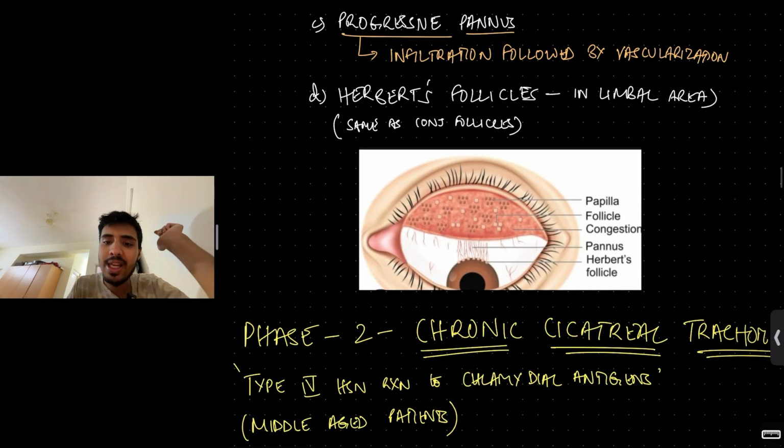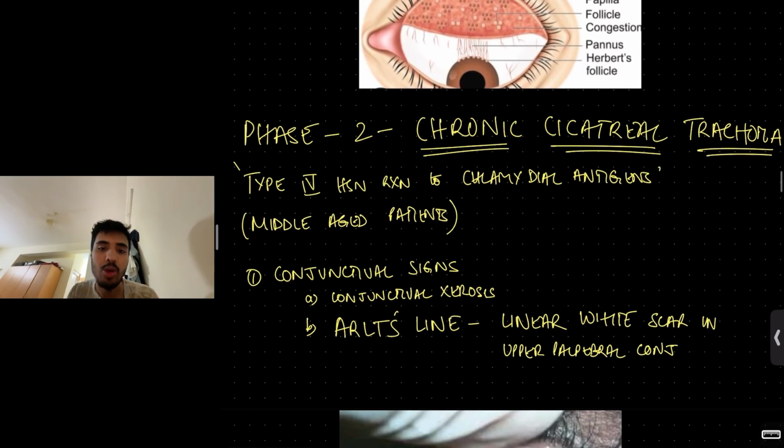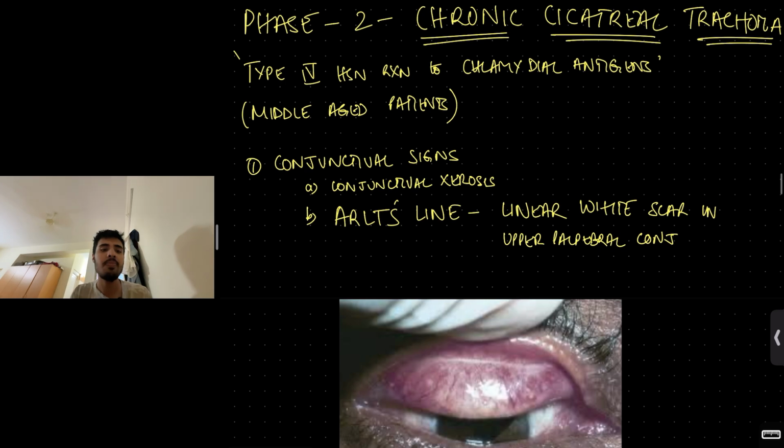As you can see in this diagram, you have papillae, you have sago grain follicles, you have progressive pannus, and you have these Herbert's follicles. So that is about acute inflammatory trachoma. So what are the conjunctival signs? Conjunctival congestion, sago grain follicles with Leber cells, and papillae. Whereas corneal signs are keratitis and ulceration, progressive pannus, and Herbert's follicles.